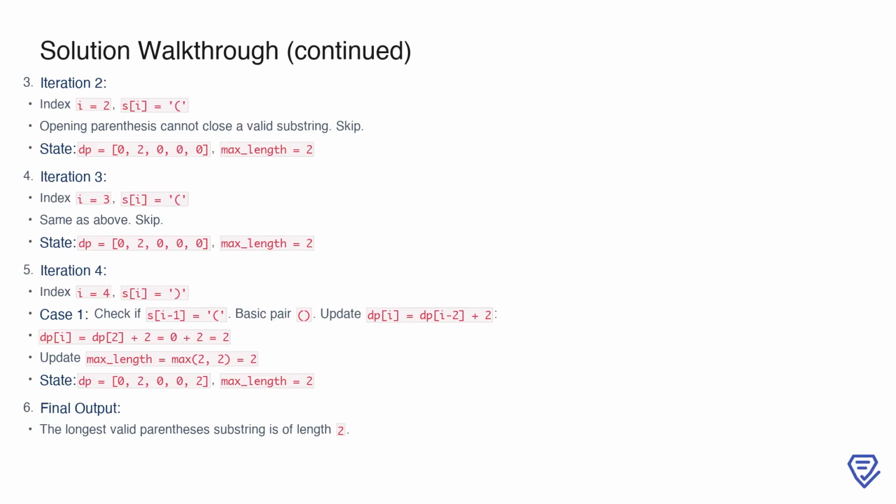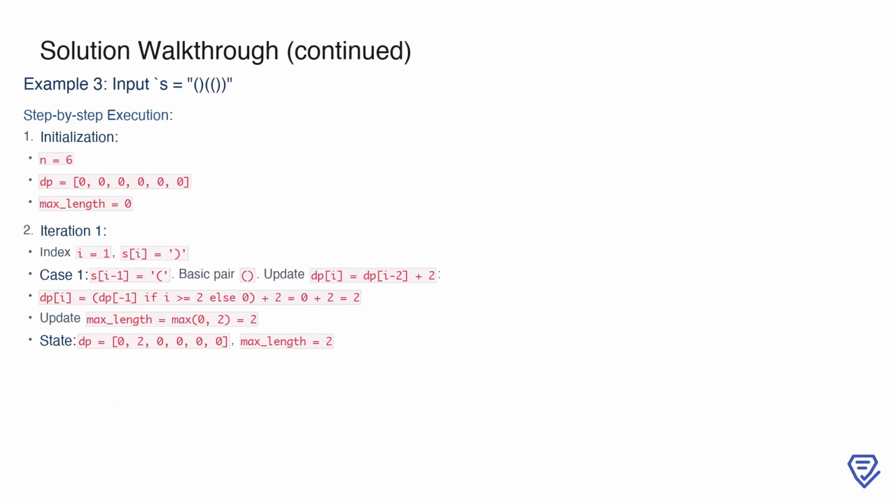Now, at index i equals 4, the character is. We first check if the previous character s[i-1] is. Since it is, this forms a basic pair. Using the formula dp[i] equals dp[i-2] plus 2, we calculate dp[4] as dp[2] plus 2, which gives 2. We then update max_length to the maximum of its current value and dp[i], which remains 2. The updated state is dp equals 0, 2, 0, 0, 2, and max_length equals 2. Finally, the longest valid parentheses substring for this example is of length 2.